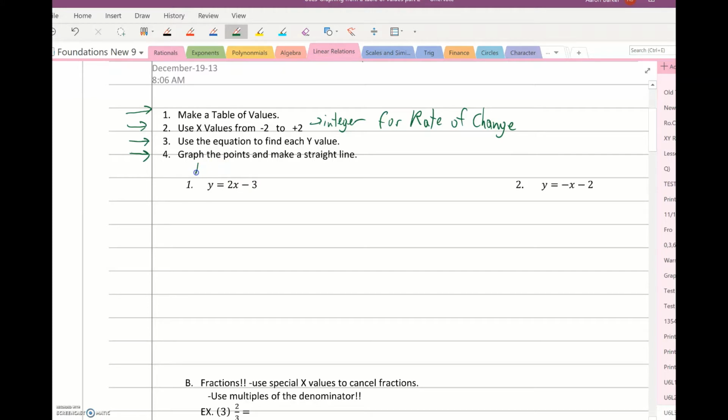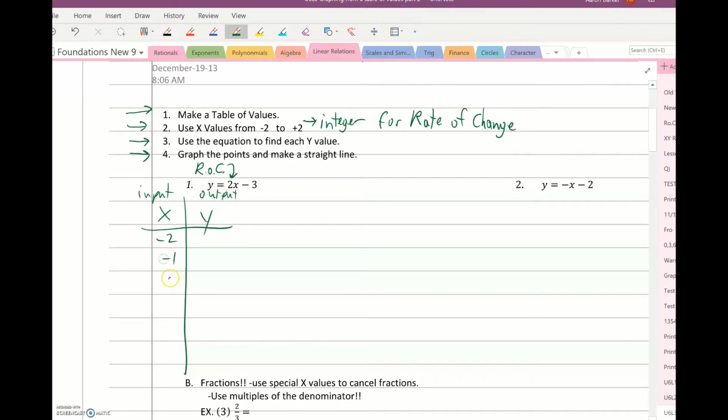You can see here for our rate of change, it's a 2. It is a whole number, which is good because we want to make sure we're graphing whole numbers. We are going to be able to graph whole numbers really easily if we go from -2 to +2. It allows us to graph integer values. So we have our input, which is x, and then we're going to figure out our output, which is y. Do a table of values real quick.